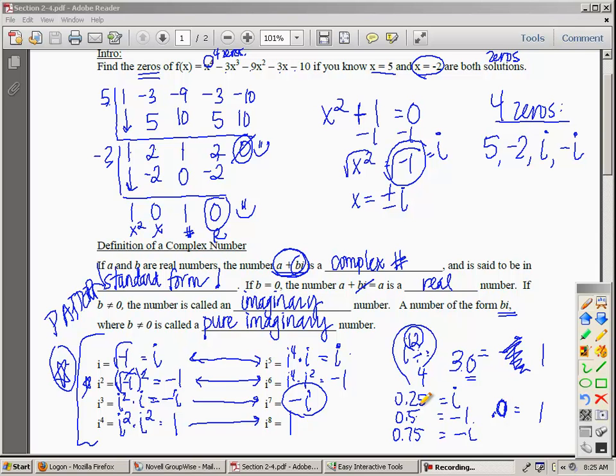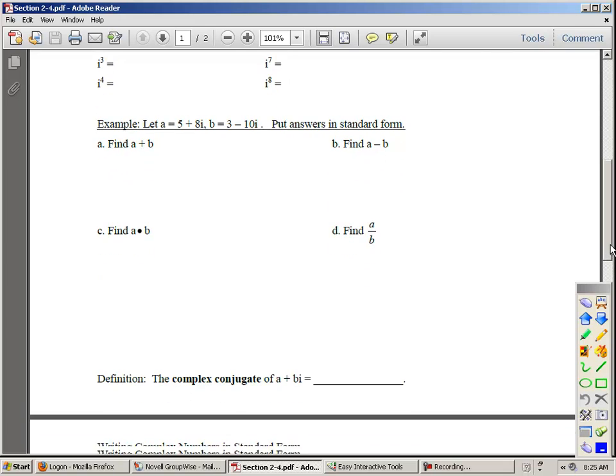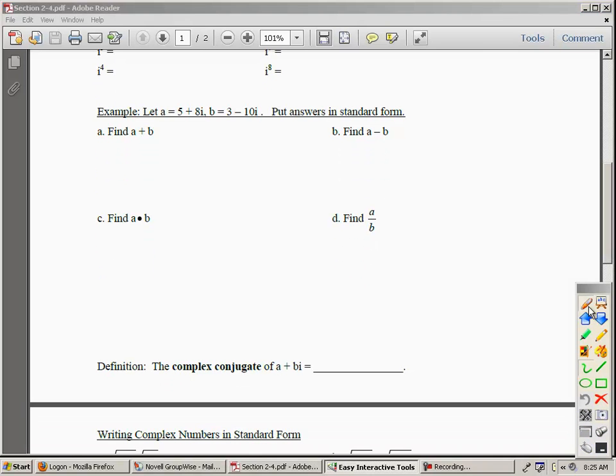Okay, we're going to work on a couple of questions dealing with complex numbers and how to work with these. You did these in Algebra 2. I just want to go through and review. Okay, so we're going to add A, which is 5 plus 8i, to B, which is 3 minus 10i. So I'm going to stick these in parentheses, although it's not necessary.